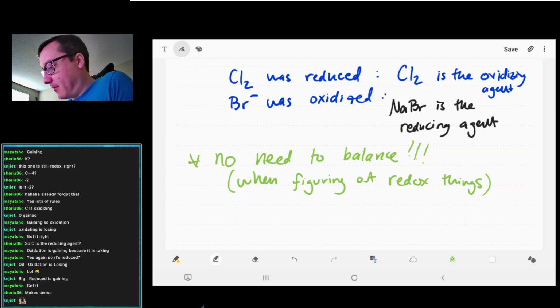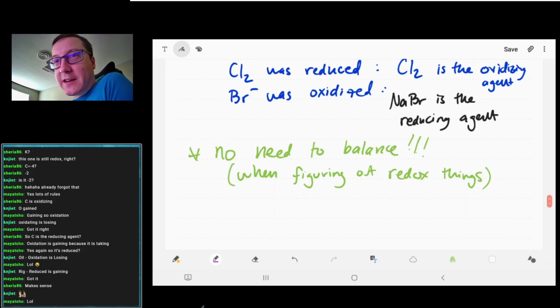Isn't this fun? Hooray. I'm giving you a gift. You don't have to balance stuff, unless you'd like to keep balancing your combustion reactions.